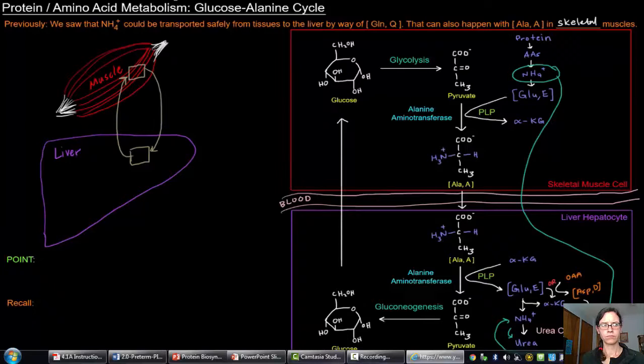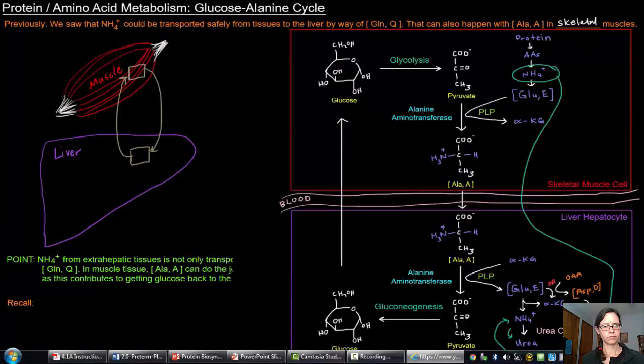So the point here basically is that the ammonium ion from extrahepatic tissues is not only transported by glutamine. That's one point here. It can also, in muscle tissue, be carried by alanine, especially because this contributes to getting glucose back to the muscle tissue, so that skeletal muscle tissue can go through and metabolize that for energy.